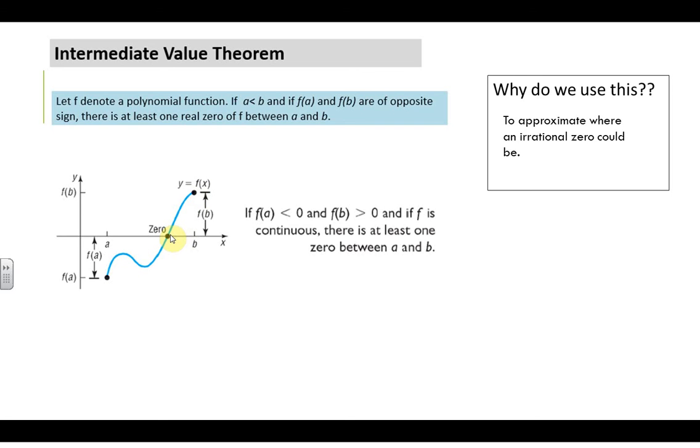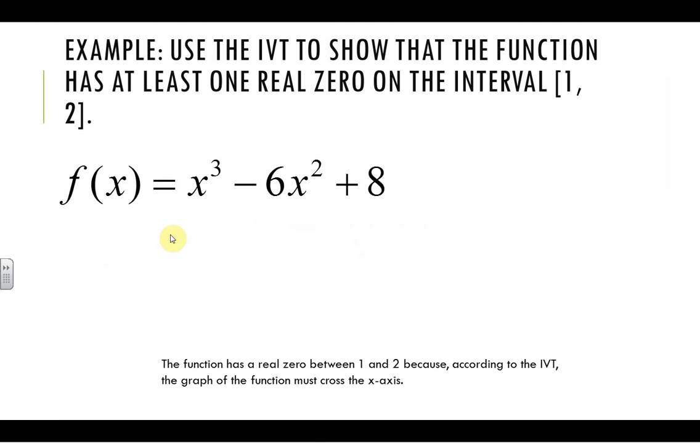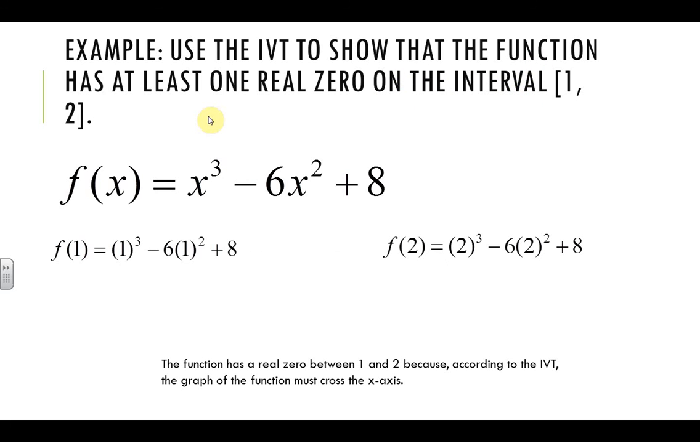We use this so we can approximate where an irrational 0 could be, because we don't necessarily know, so it's like an approximation. Really we just need to be able to talk about it. So if we were to use it to explain why it has a real 0 on the interval 1 to 2, we would substitute 1 in, we would substitute 2 in, it's this easy, and get 3 and -8. Then you would say it has a real 0 between 1 and 2 because according to the intermediate value theorem, the graph of the function must cross the x-axis.